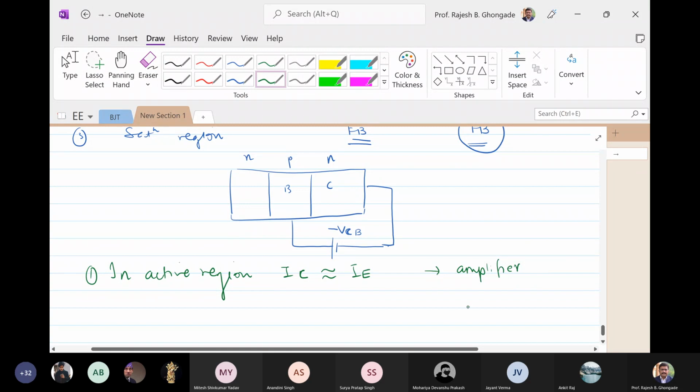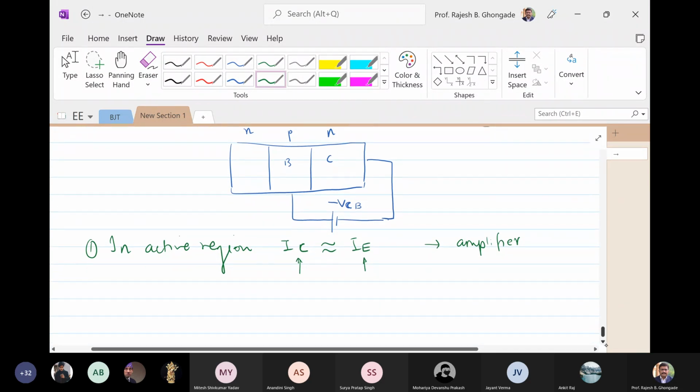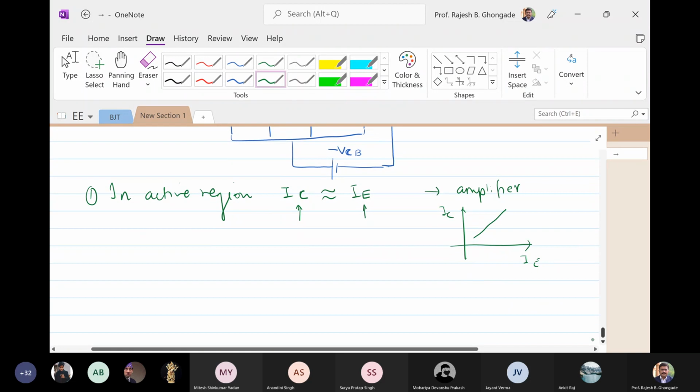So there is a linear relationship between the input current and the output current. ये output current है और ये input current है. So there is a linear relationship, no? If you plot, just for fun, IC versus IE, तो ये linear ही होगा, straight line होगा. So this is where it works as amplifier. ठीक है?